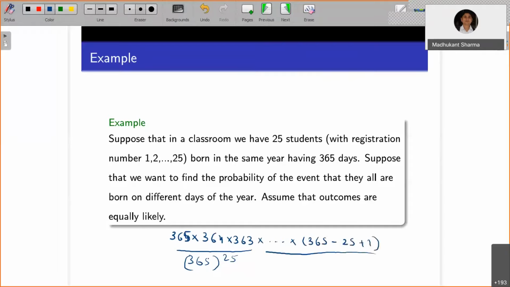Now you can relate this with n number of students. You can start with 365 out of 365, into 364 by 365, into 363 by 365, and so on, because we are given that they all are born on different days of the year. Okay, so this will be the answer to this problem. So this will be the probability for this.